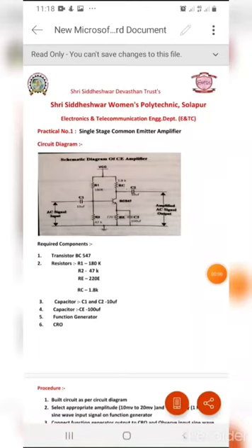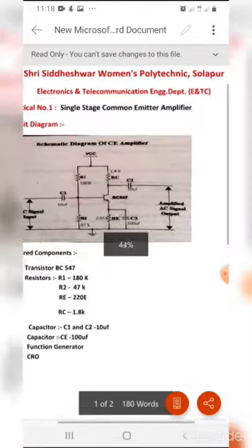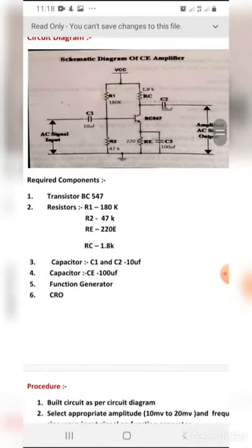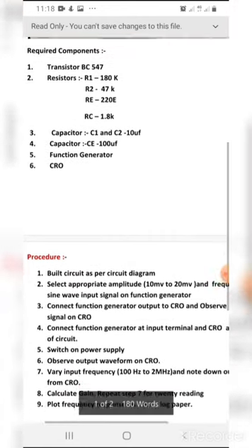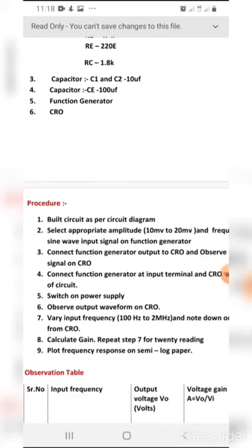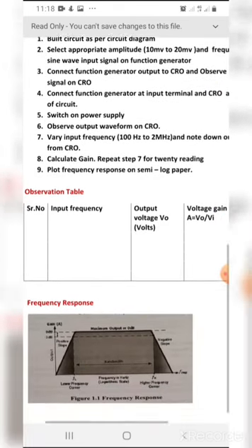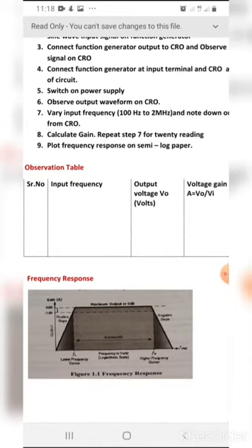Now, today is for the second year students for third semester under the subject of Applied Electronics. This is your first experiment, a single stage common emitter amplifier. This is your simple basic circuit diagram. These are the required components: resistor, transistor, capacitor, one function generator and CRO. The procedure is as follows. This is your observation table and you get a frequency response.